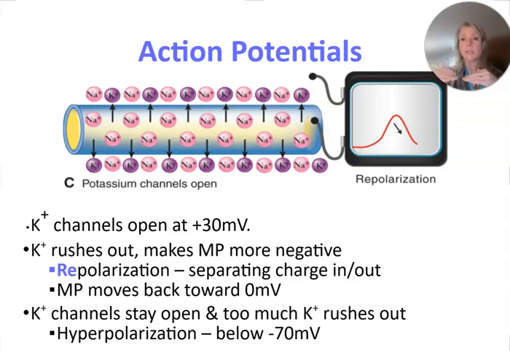So our potassium ions are going to have a lot more time to escape from the cell and get into the extracellular fluid. In fact, so much potassium is leaving the inside of the cell that we get hyperpolarization. We get excessive separation of charge. And our membrane potential is going to dip below resting, below negative 70 millivolts, all the way down to about negative 80 or negative 90 millivolts, again, depending on the source that you're looking at.